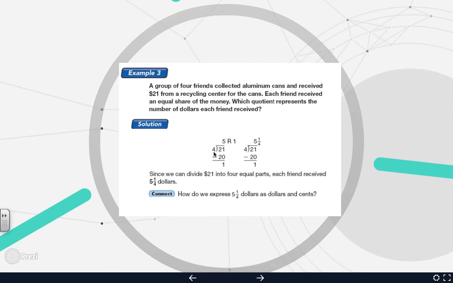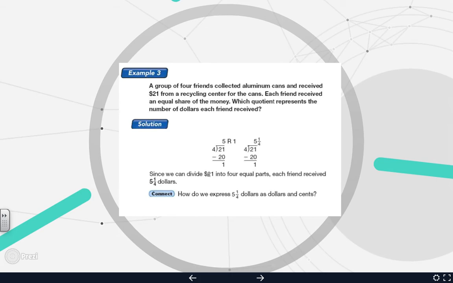And when we do that, we find that 4 goes into 21 5 times. 5 times 4 is 20. We subtract, and we have a remainder of 1. We're going to change that remainder to a fraction, which is 1/4 right here. So we put a line underneath and put a 4 underneath that for the denominator because that's our divisor. So 5 1/4 is our new fraction for that.